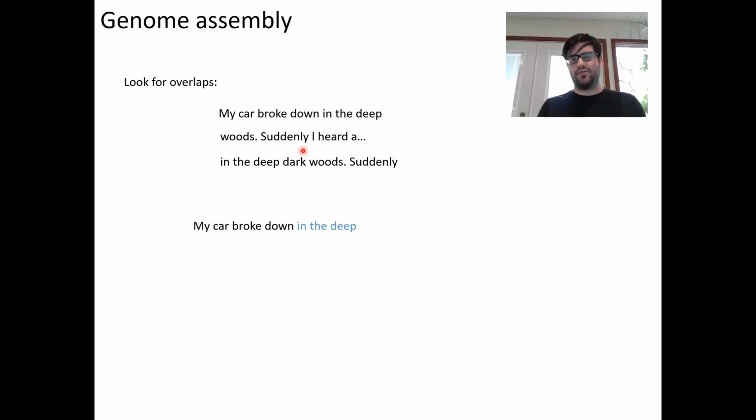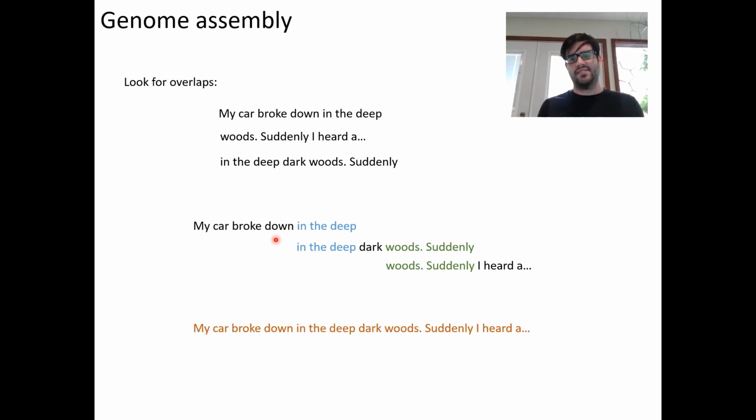If we look for overlaps here, we have this first read, "my car broke down in the deep." Then "in the deep" aligns with the second fragment, "in the deep dark woods." And then this second fragment aligns well with the third fragment. If we put these three together, we get this consensus sequence of "my car broke down in the deep dark woods, period, suddenly I heard a" blank, and who knows what that is. But this is a very simple sequence, or a sentence and a half, where we have no repeats. It's very clear how the order goes, and there's no ambiguity.